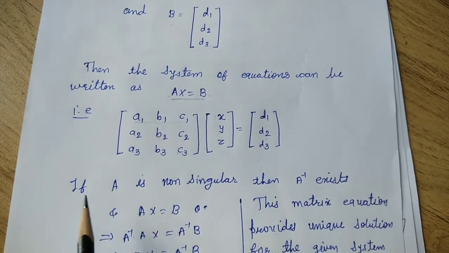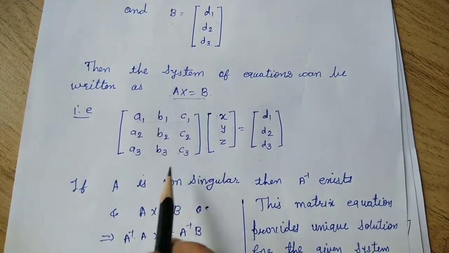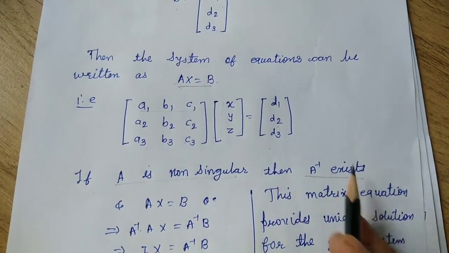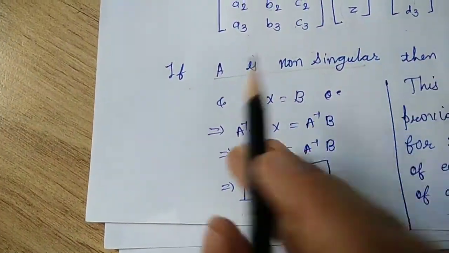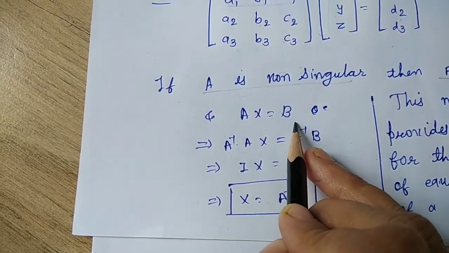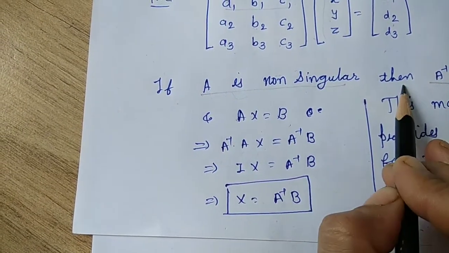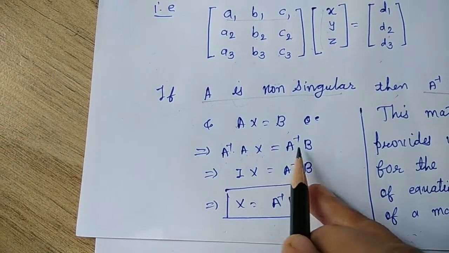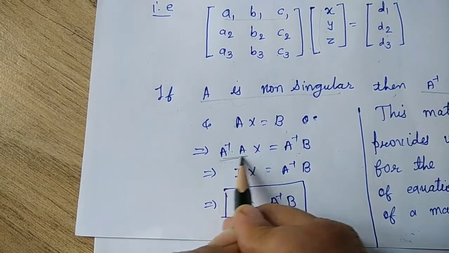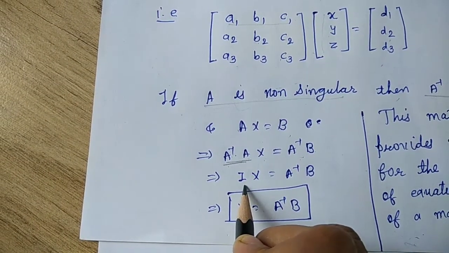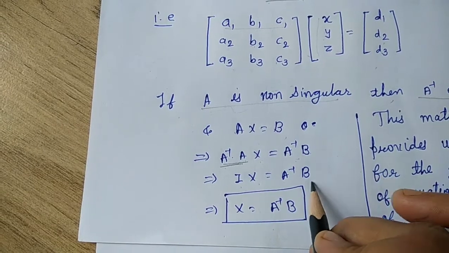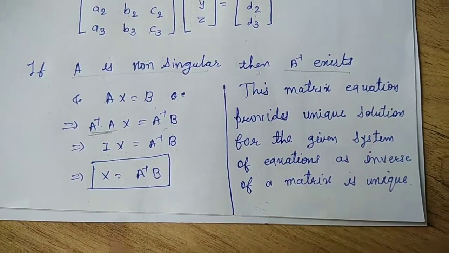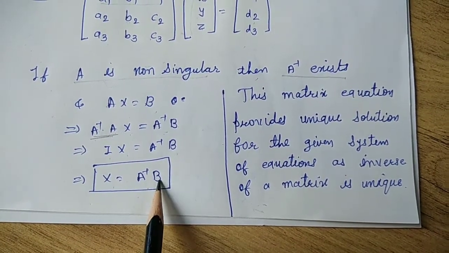Before this, first consider that this matrix A is non-singular. If it is non-singular, then A inverse exists. So if A inverse exists, then you have AX = B. We can multiply both sides by the inverse. So A inverse into AX equals A inverse into B. We know that A inverse into A is the identity matrix. So I into X is equal to A inverse into B. So X = A inverse B.